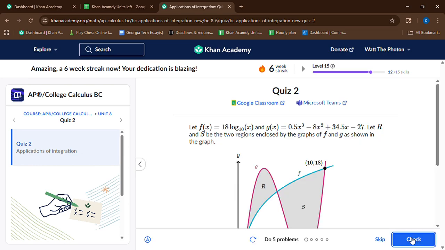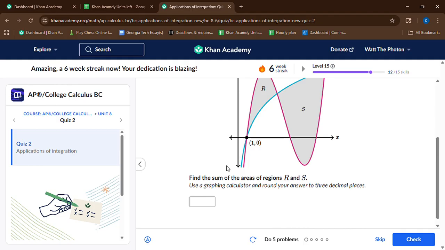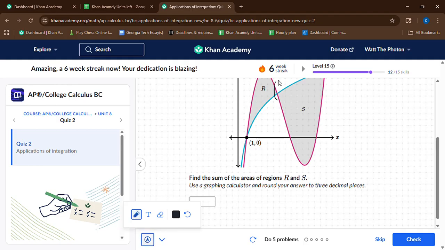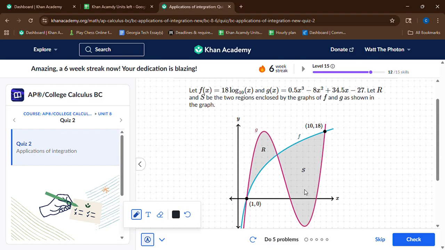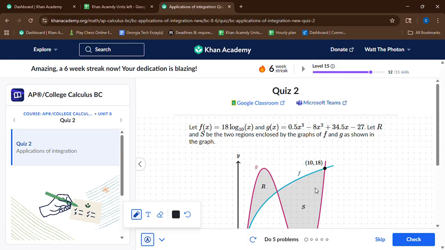Integration time. So you'll find this point right here, the intersection. So how we do this is we're going to put both of those into our calculator.